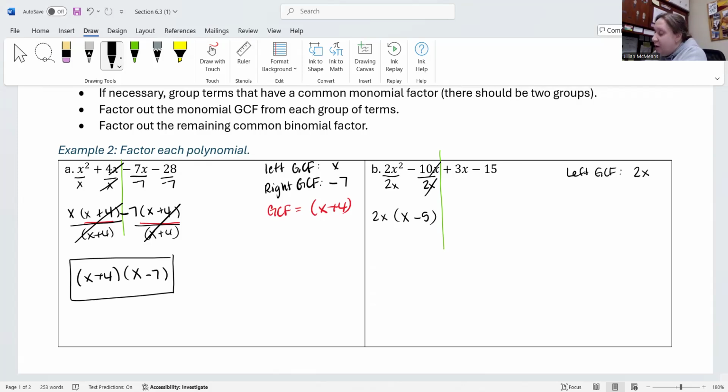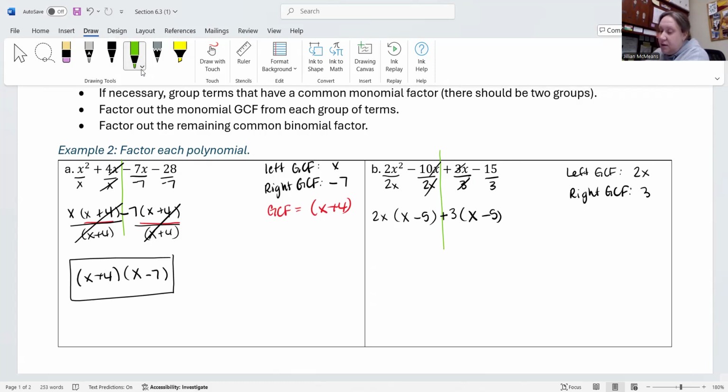All right. For the right-hand side, those two terms have just a 3 in common. So the GCF for the right is going to be 3. But because it's positive, I'm going to write plus 3. Make sure you put the plus or the minus in between these two sides. And then a set of parentheses. I divide by 3. Well, 3x divided by 3, 3 divided by 3 is 1. 1 times x is x. And then negative 15 divided by 3 is negative 5.